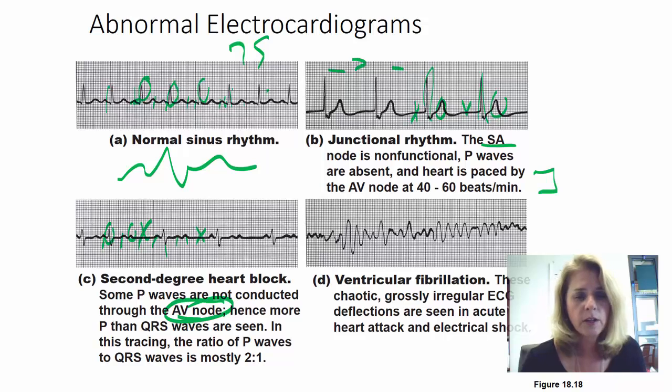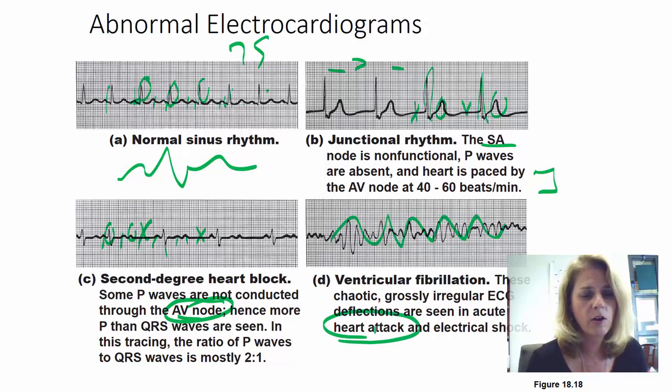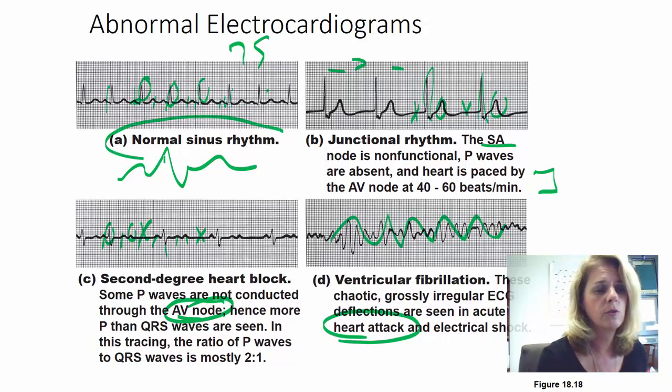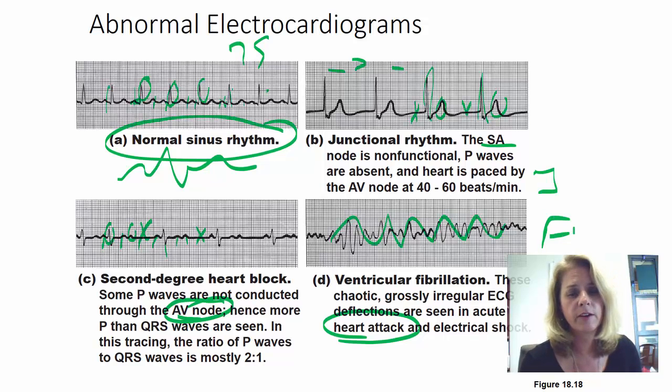Ventricular fibrillation, this is when you get this. It's a grossly irregular EKG, and this is what you see when someone is experiencing a heart attack. So this is when you would get the paddles and shock the heart and try to get them back into normal sinus rhythm. So this is going to be fatal. Ventricular fibrillation would be a fatal condition.